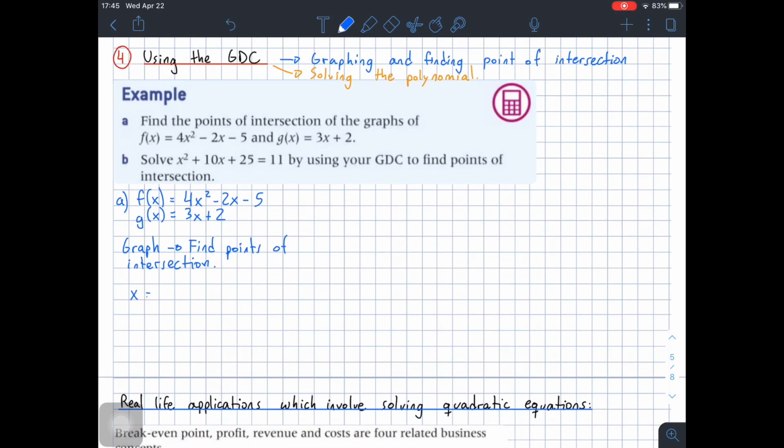So the first solution was x equals negative 0.83, and the other solution was x equals 2.09. Okay, so that's how we quickly solve using a calculator, using the graphing method.